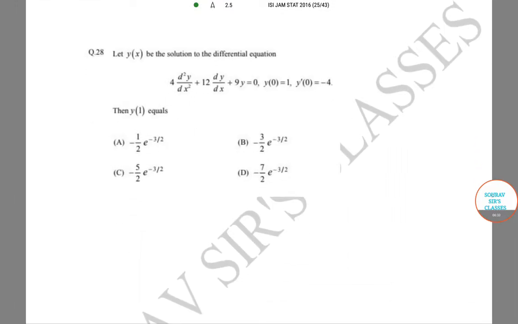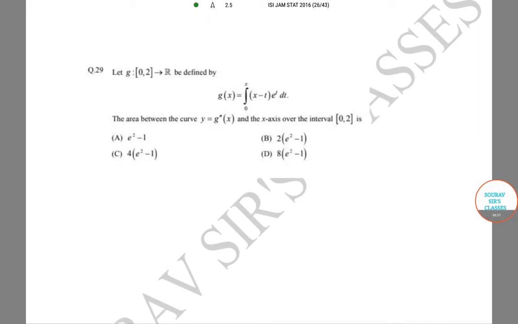The next question says, let g from [0, 2] to R be defined as g(x) is equal to integral of 0 to x of minus t times e to the power t dt. The area between the curve y equal to g''(x) and the x-axis over the interval [0, 2] is what? So what we have to find out is g''(x) and its integral over 0 to 2.